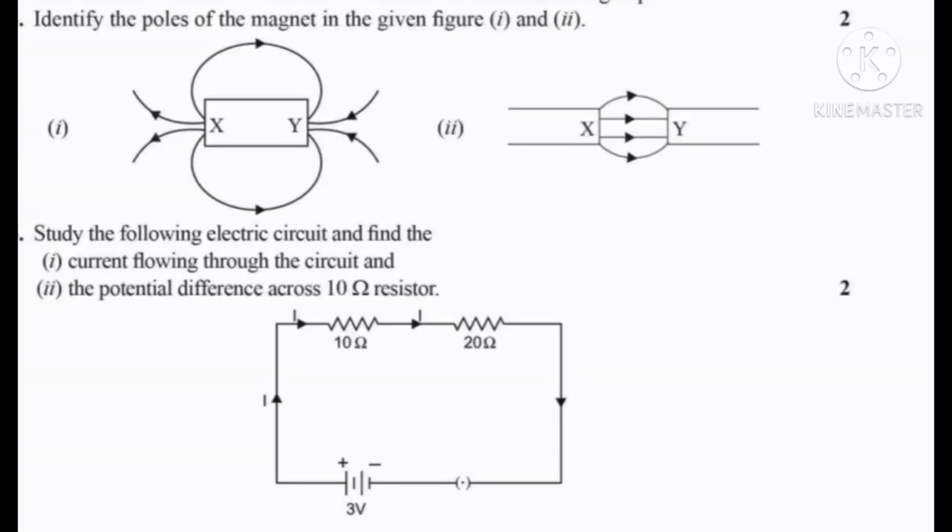Again, 2-mark question. Identify the poles of the magnet in the given figure. Two figures are given. You can see that, because with the help of the direction of the magnetic field lines, you can identify the poles. You know the characteristics of magnetic field lines. So try to find it. The second one is an electric circuit. You have to find the current flowing through the circuit and the potential difference across the 10 ohm resistor. Easy question, try to do.